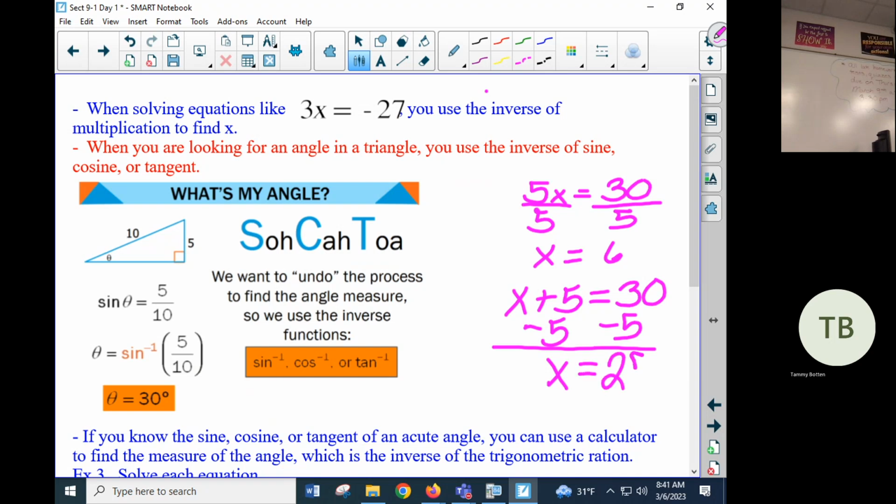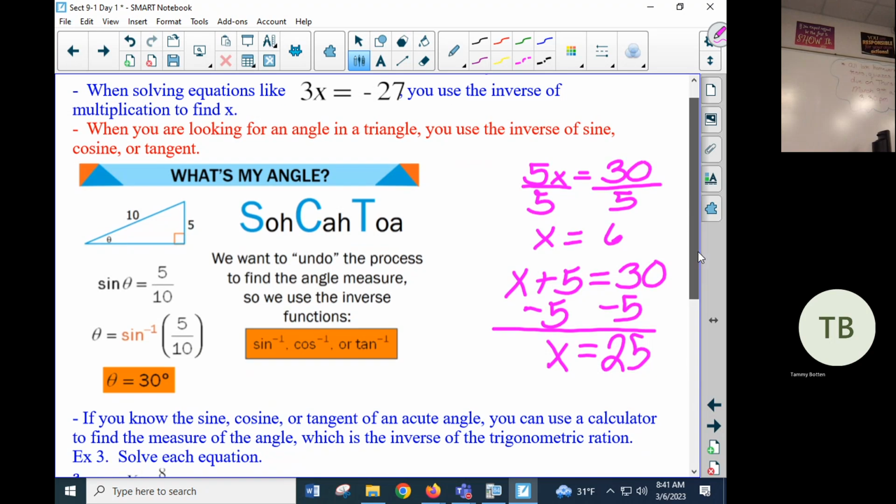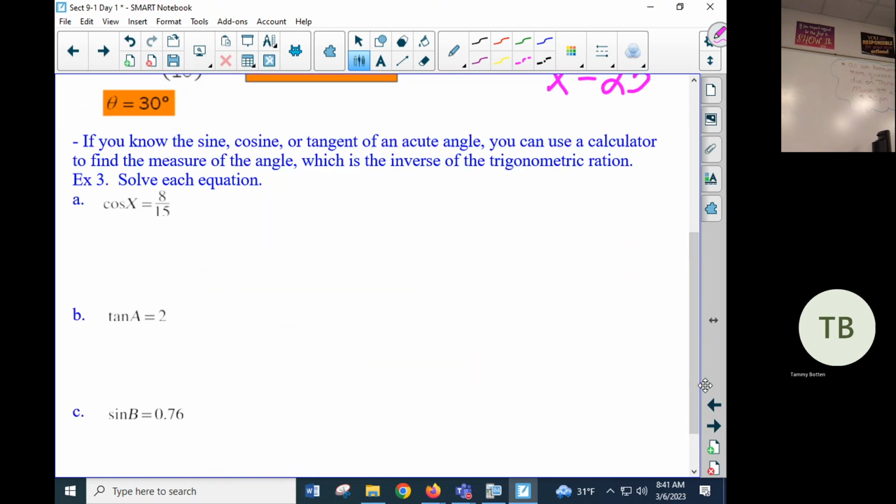Okay, well, trig functions also have what's called an inverse. And what happens is the inverse of cosine looks like this, cosine -1. That's the inverse of cosine. The inverse of tangent would be tangent -1. But what you have to know is, when do I use tangent and when do I use inverse tangent? You use the inverse whenever you're looking for the angle.